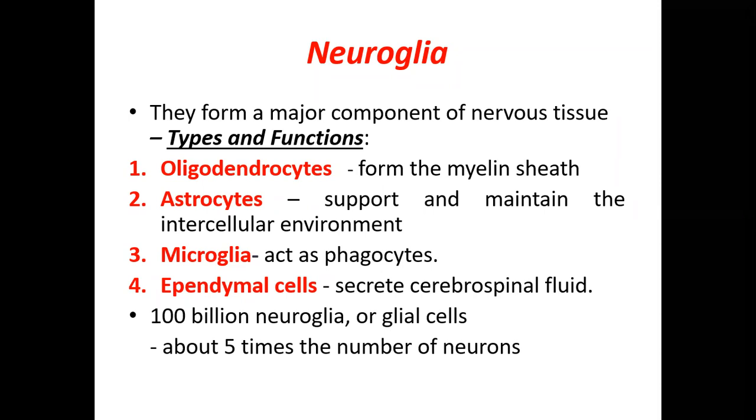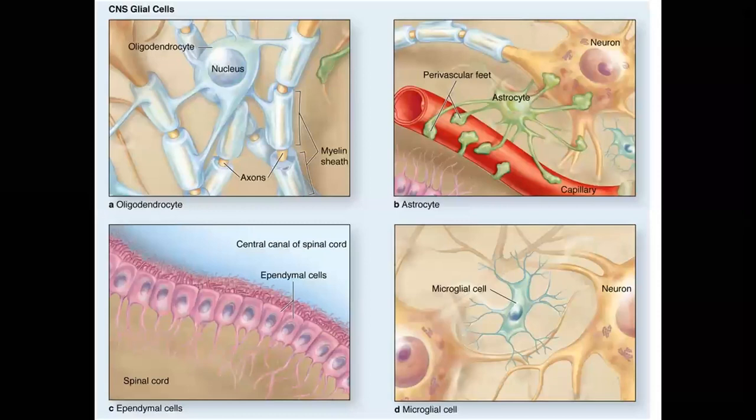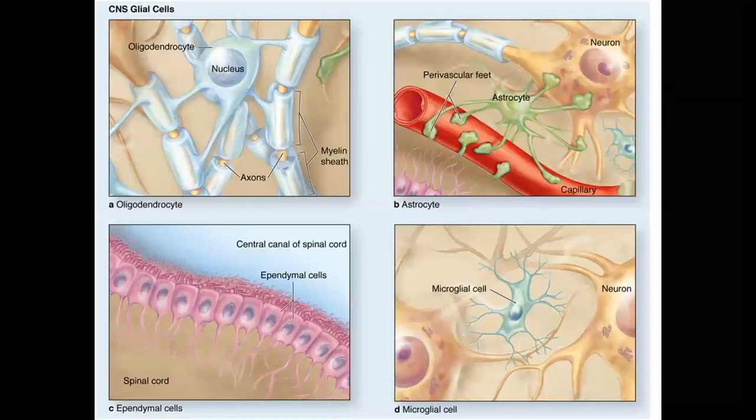Even though the neuron cells are the main structural and functional unit of the nervous system, the neuroglial cells, or the supporting cells, are much more numerous, almost 5 times more. Now here you can see one neuroglial cell. This is the oligodendrocyte, one of the types of neuroglial cells.